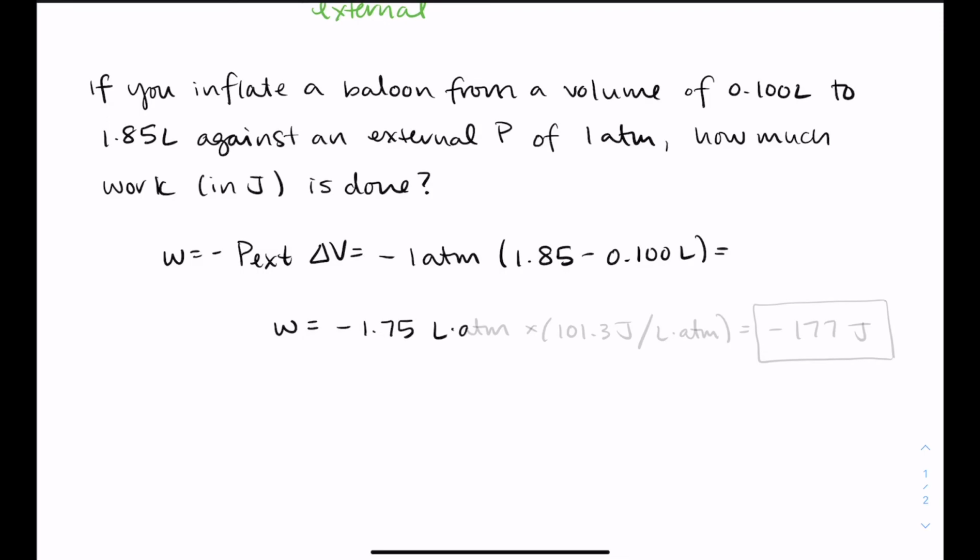So work is negative P external delta V. Negative the external pressure is 1 atmosphere, so we can plug that in. The final volume is 1.85. The initial volume is 0.1. So my work is negative 1.75 liter atmospheres, but after doing the unit conversion, this would be negative 177 joules.